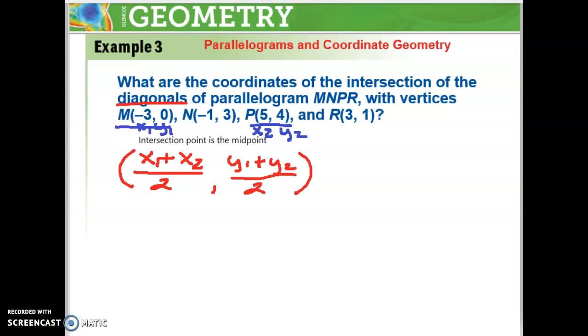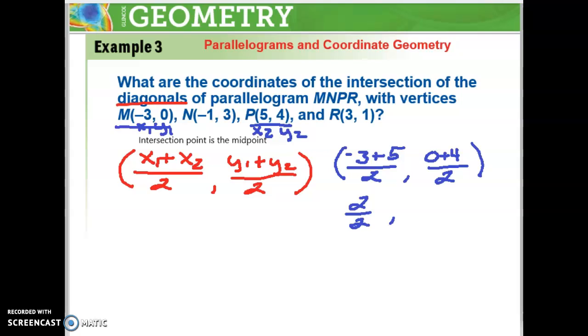Now, we don't have to do it to both of them, but we're going to just go ahead and plug these in here. So let's go -3 plus 5, and we're going to divide that by 2. That's our x version. And then we're going to take 0 and add it to 4, and divide that by 2 as well. So -3 plus 5 is going to give us 2 over 2. I've got to put this in parentheses up here. Then 0 plus 4 is 4, divided by 2, so that's 4 over 2.